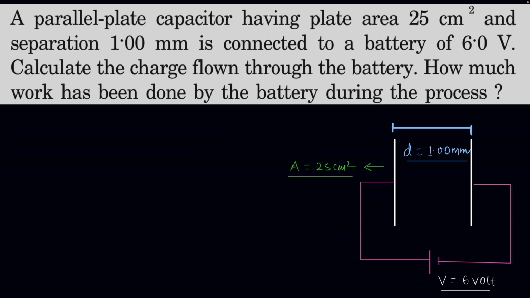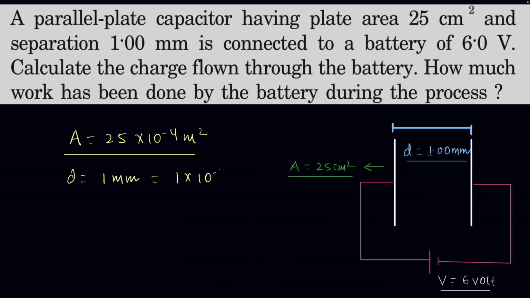So this area is given in centimeters square. So we can write area is equal to 25 into 10 to the power minus 4 meter square. Similarly, the distance is 1 mm. It can also be written as 1 into 10 to the power minus 3 meter. Now in the first part of the question, we have to find how much charge is flown through the battery. This Q we have to find.